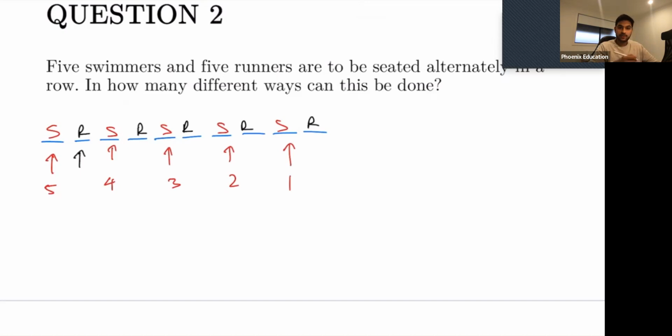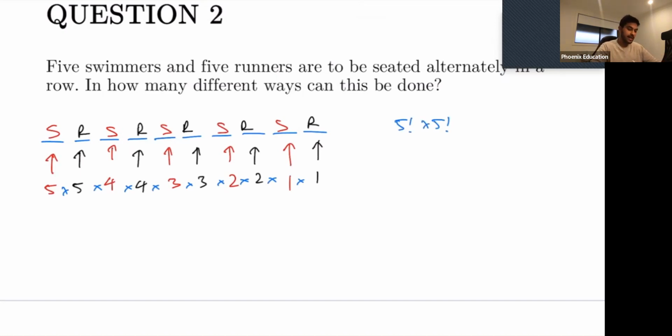Now for the runners, for this first runner, there's 5 options that we can pick from. This one 4, this one 3, this one 2, and this one 1. And if we just multiply these all together, you'll be able to work out the number of permutations. So this is just 5 factorial times 5 factorial.